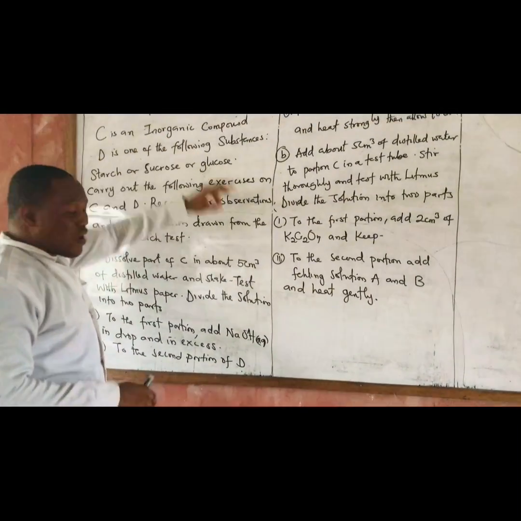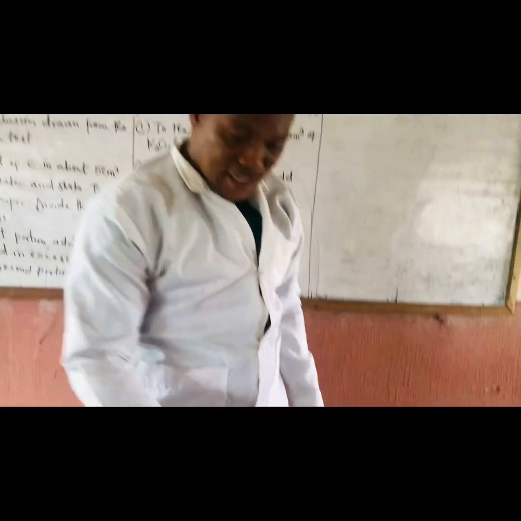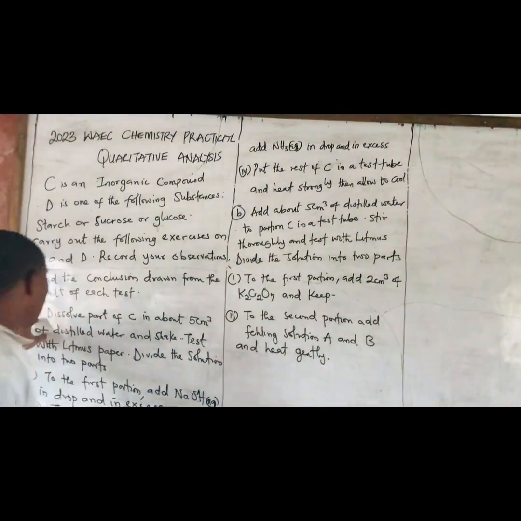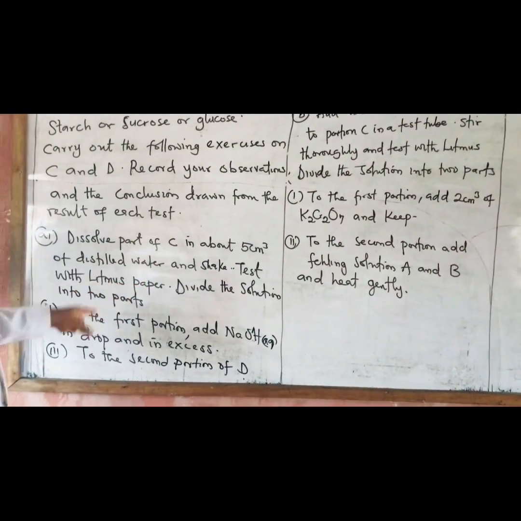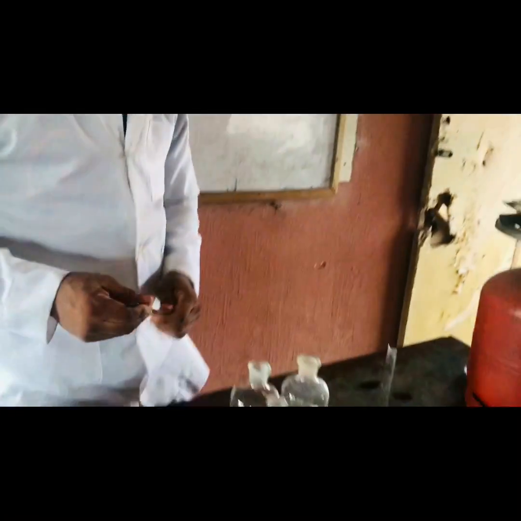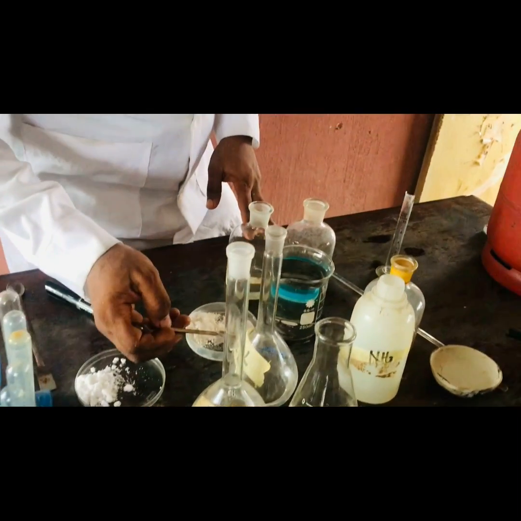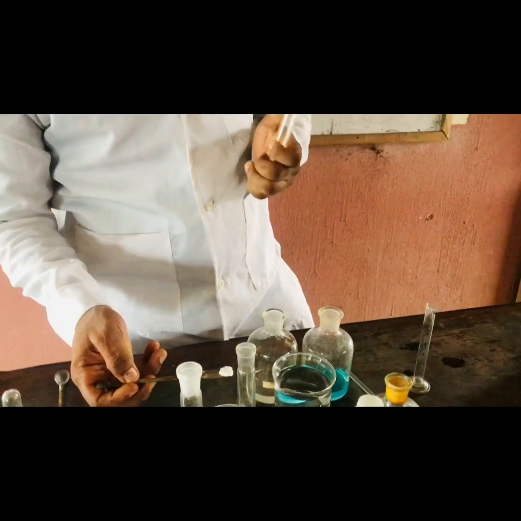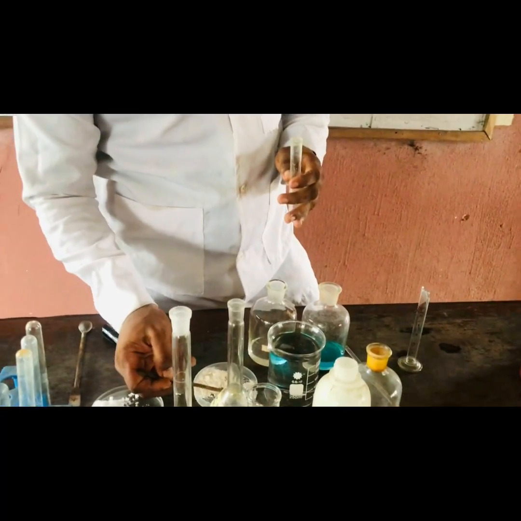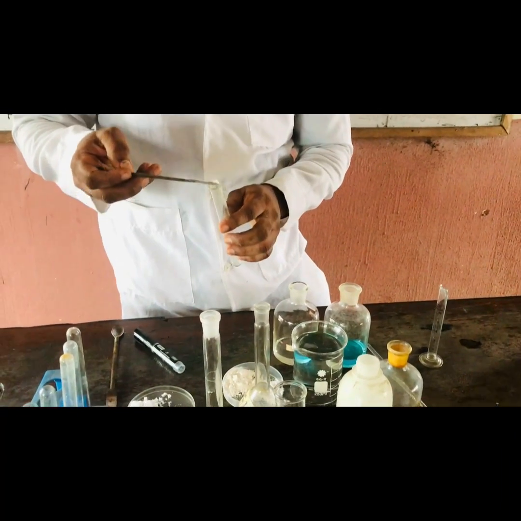So C is an inorganic compound. Let me say this is my C. Let me take my spatula. C is an inorganic compound, so let's see the test for C. Dissolve part of C in about 5 centimeter cube of distilled water. So I'll take around this. Let me take my test tube. Okay, you can see that this is it.